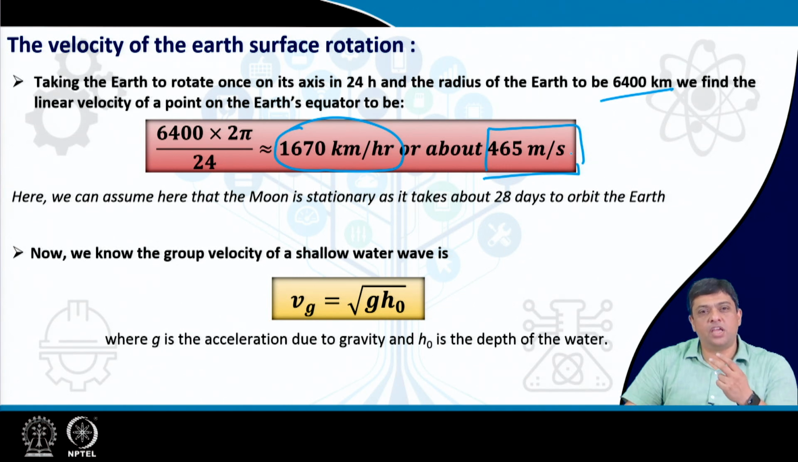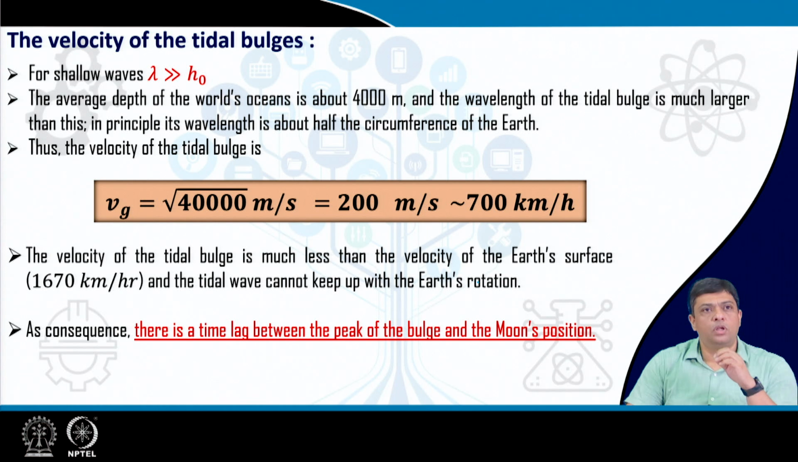Let us consider the case of shallow water wave. In the previous discussions when we were talking about deep water and shallow water, I hope you remember which regions you consider as shallow regions and which regions you consider as deep water. So, the group velocity of a shallow water wave is given by what? It is equal to under root g into h0, where h0 is the depth of the water and g is the acceleration due to gravity. For shallow waves, lambda is much greater than h0.